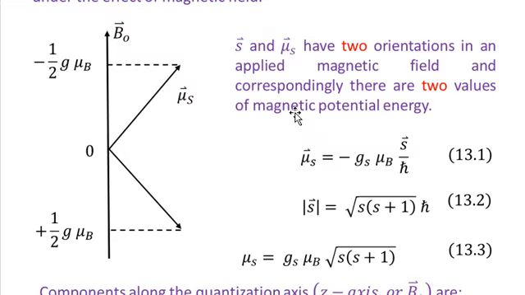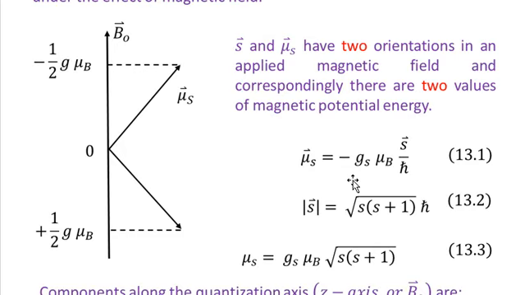So you see that here I am presenting this picture considering that only pure spin magnetism is present. So in the case of pure spin magnetism, I shall be talking about the S vector, which is the spin angular momentum, and mu s, which is the spin magnetic moment. So S and mu s, which are respectively the spin angular momentum and the spin magnetic moment of an electron or of the atom, have two orientations in the applied magnetic field. And correspondingly, there are two values of the magnetic potential energy.